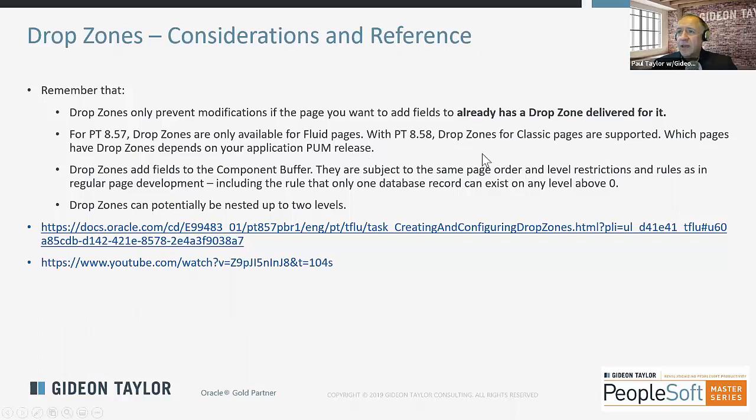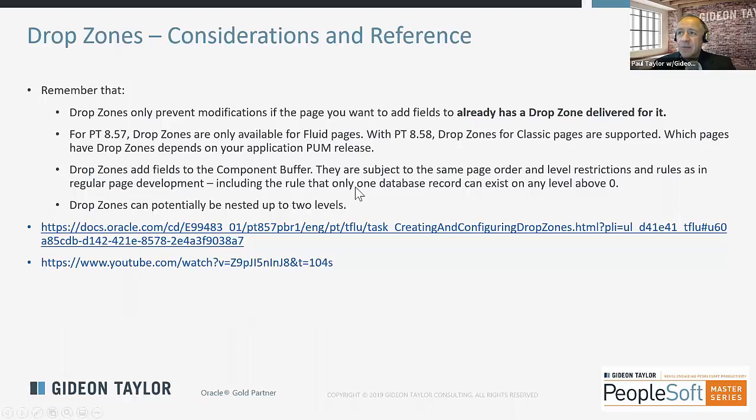And which pages have drop zones depends on your application's PUM release. The best way to see for your existing release is to go into Configure Drop Zones, as I said, and look it up. Remember that drop zones add fields to the component buffer. So they are subject to the same page order and level restrictions and rules as regular page development. So if you put a drop zone in at a level above level 0, you're not going to be able to add another database record to that. So there are some restrictions as to how this is going to work.